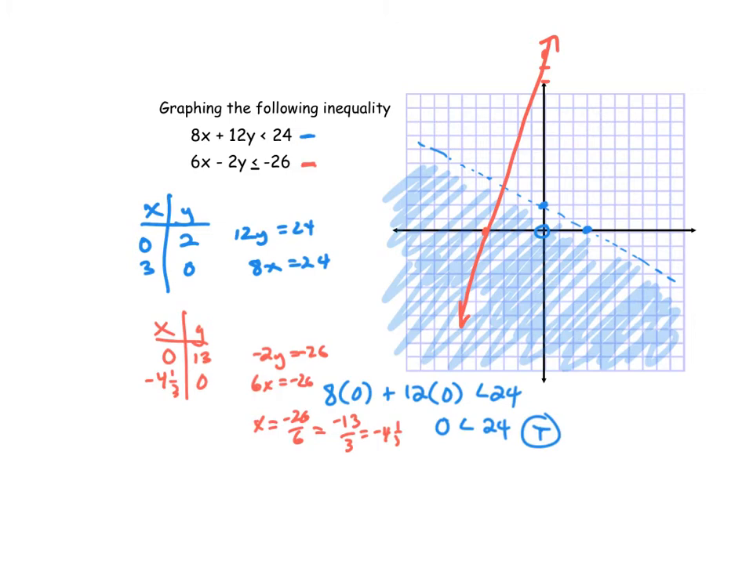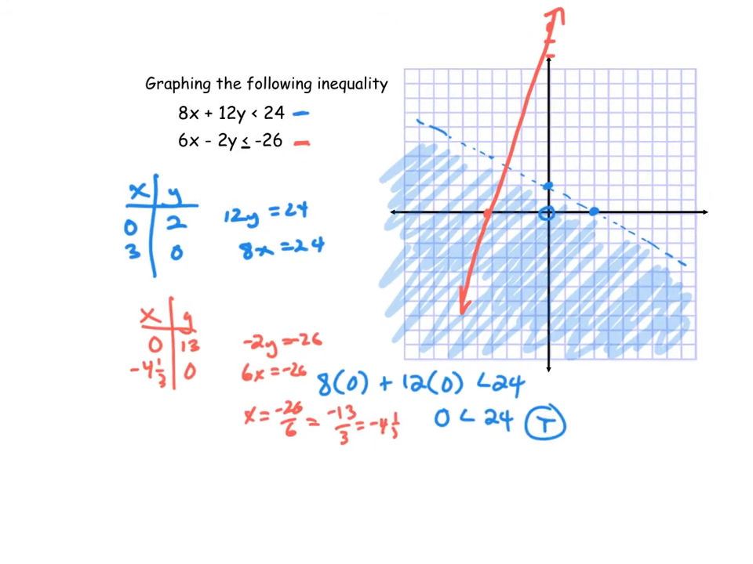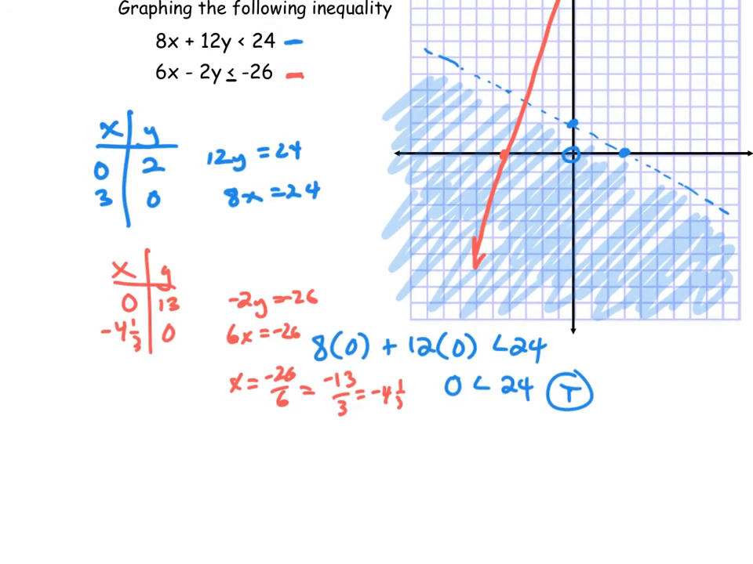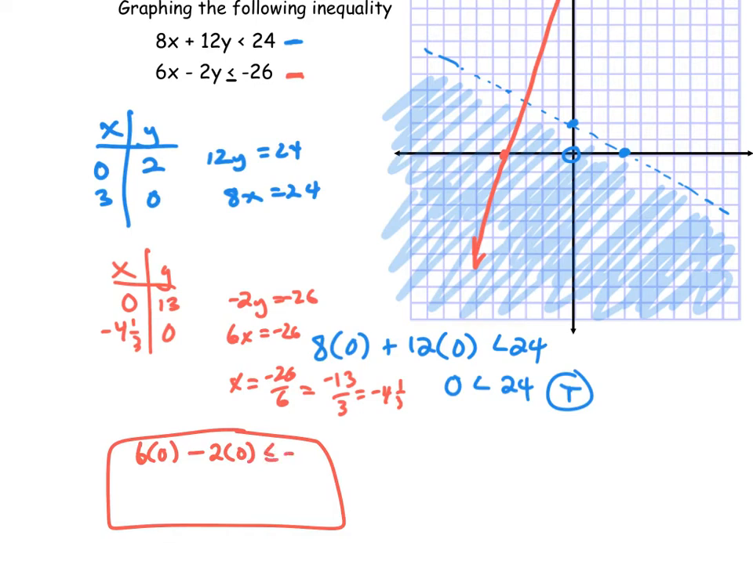And then let's test 0, 0 on that one to see if that also works for the shading. And if so, then we'll shade that area. So I'm just going to do it down here. Is 6 times 0 minus 2 times 0 less than or equal to negative 26? So is 0 less than or equal to negative 26? No, it's not. That's false. 0 is bigger than negative 26. So that means I'm not going to shade 0, 0. I'm going to shade away from that. So I'm going to shade this area.